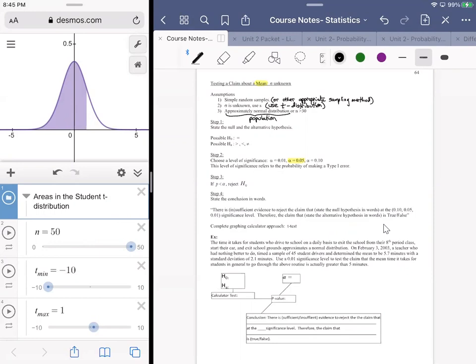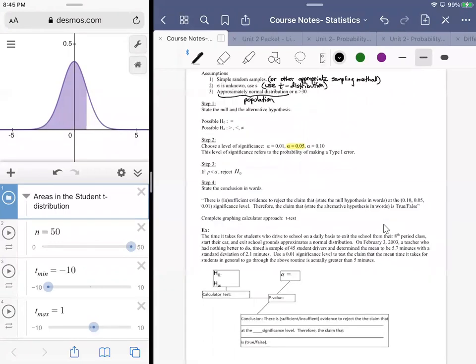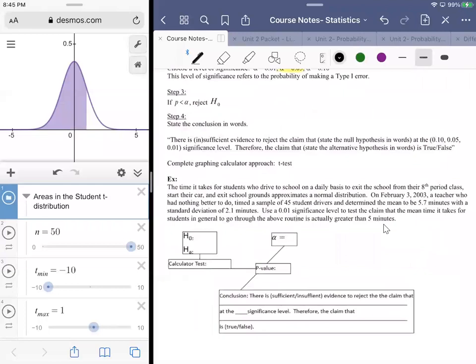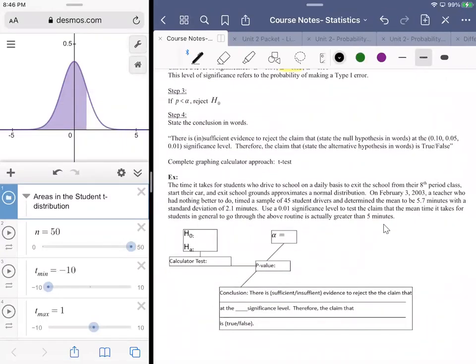Right? When it comes to a test, I'll give you this flow chart. So you'll have the ability to follow the appropriate framework. But let's dive into the example and see where it goes. All right, so the time it takes for students who drive to school on a daily basis to exit the school from their 8th period class, high school question, start their car and exit school grounds approximates a normal distribution. So that's one of our assumptions.